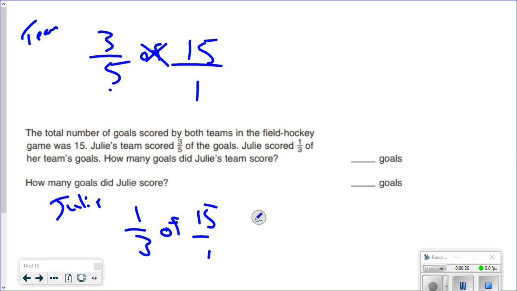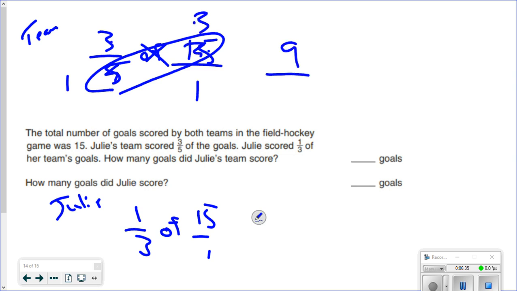We can cross-reduce, right? 5 and 15, we can cross-reduce these. 5 divided by 5 is 1. 15 divided by 5 is 3. 3 times 3 is 9/1. 1 times 1 is 1. So her team scored 9 goals.